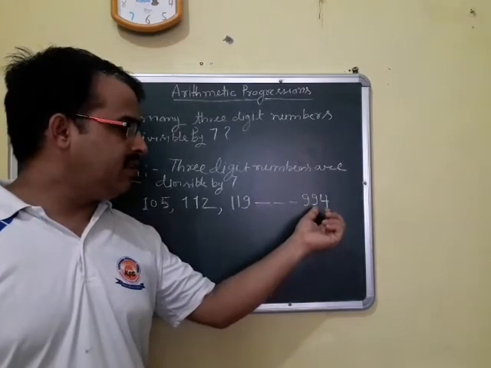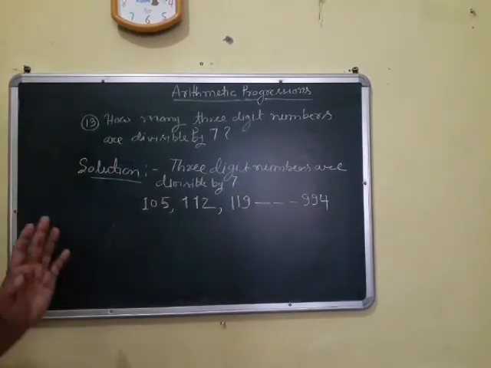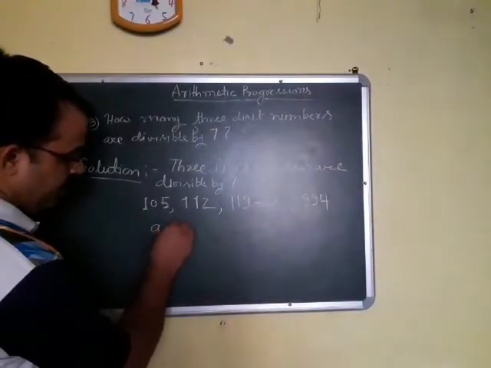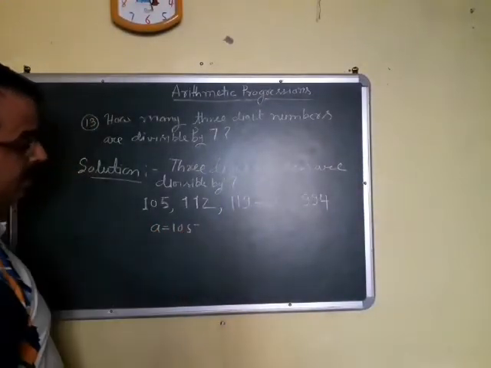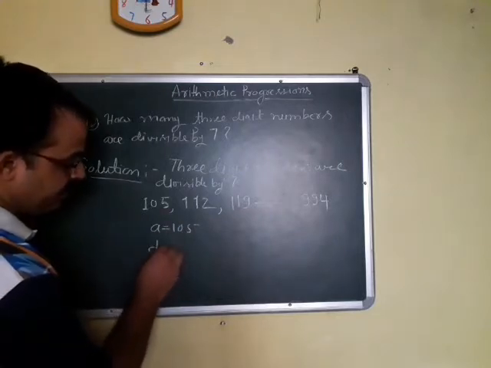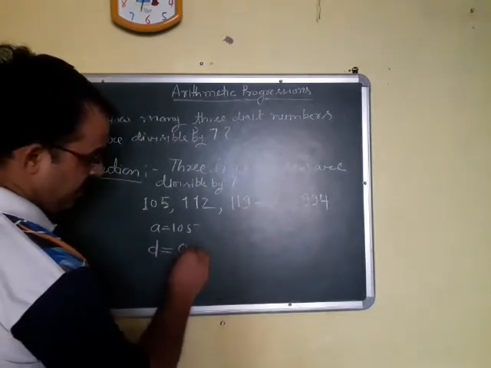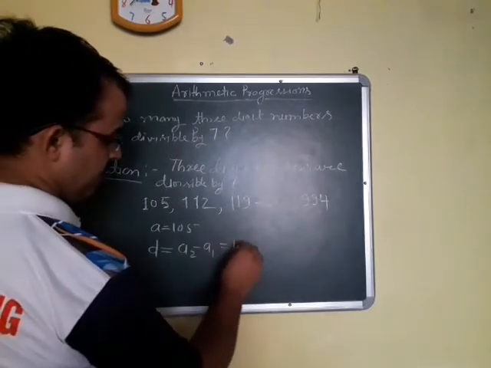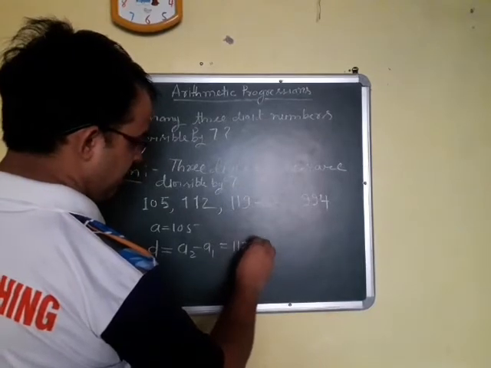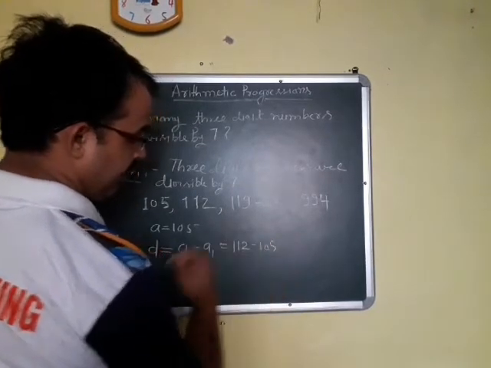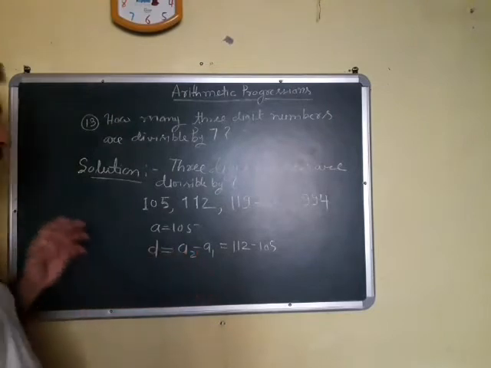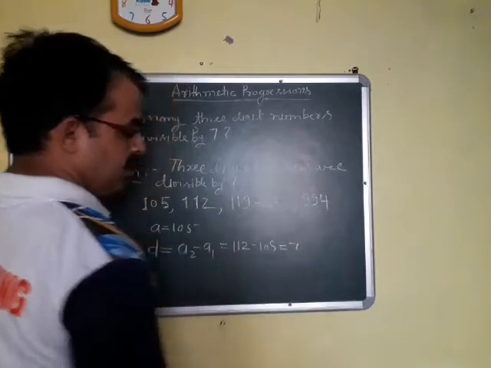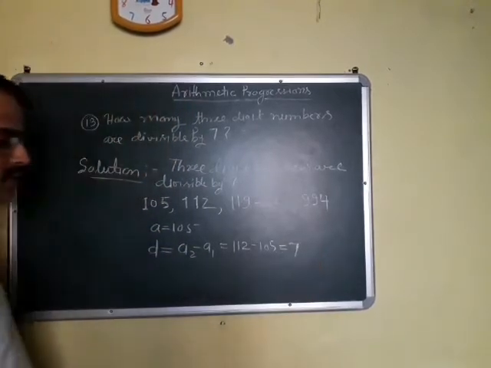The last term here is 994. Clear? So here a is 105, and we find d, the difference, as a2 minus a1. So a2 is 112 minus 105. So 112 minus 105, we find d is 7. d here is 7.